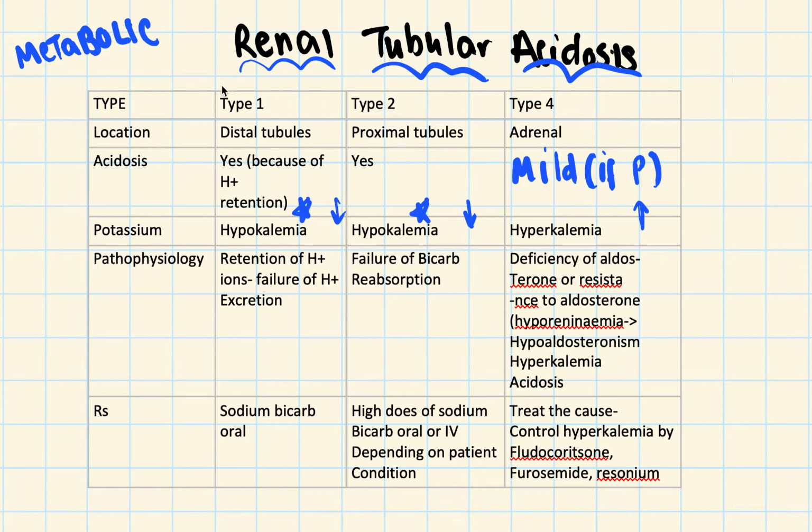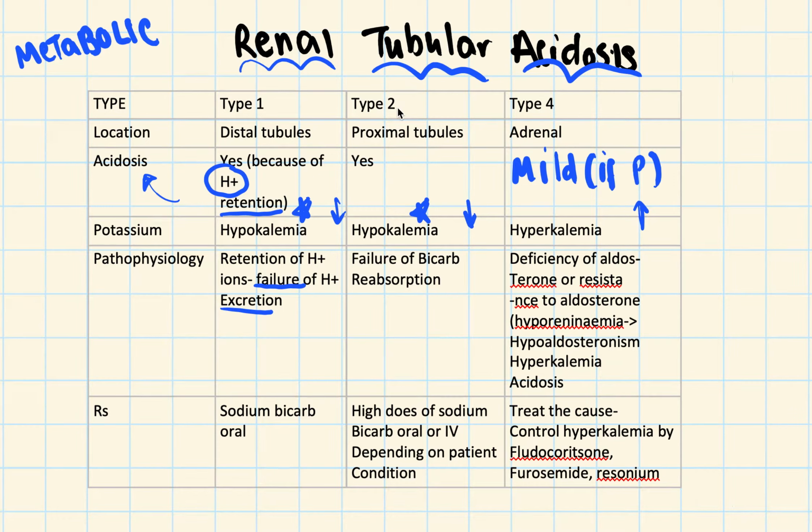So what's happening? Let's get detailed. In type 1, there is hydrogen retention. In cases of hydrogen retention, of course, this is going to mean acidosis. And why is there hydrogen retention? It's because there's a failure of hydrogen ion excretion. This is type 1 RTA, and it presents with hypokalemia.